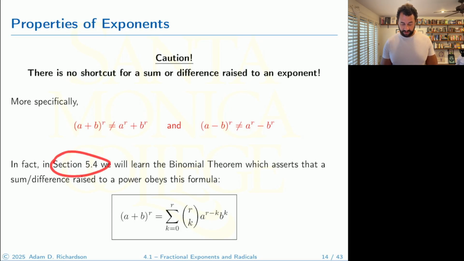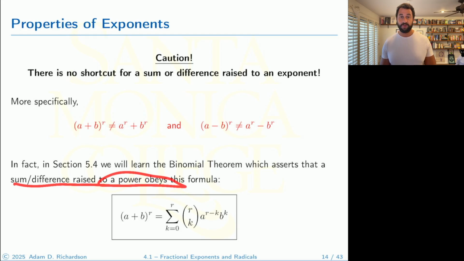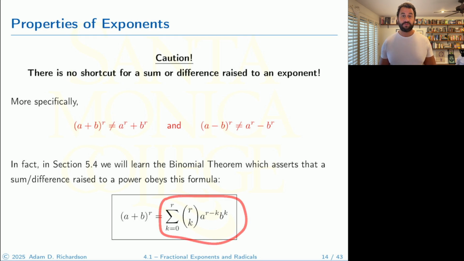And in fact, in section 5.4, at the end of the next chapter, we're going to learn the binomial theorem, which asserts that a sum or a difference raised to a power actually obeys this formula. Yeah, it's that formula. So you should be like, oh my gosh, what am I looking at? Funny enough, we actually saw this formula in section 3.5 when we were talking about the Weierstrass approximation theorem. That was this being used to give us a polynomial approximation for the absolute value function. Yeah, so we're getting there, but we still have like seven more sections before we get to it.